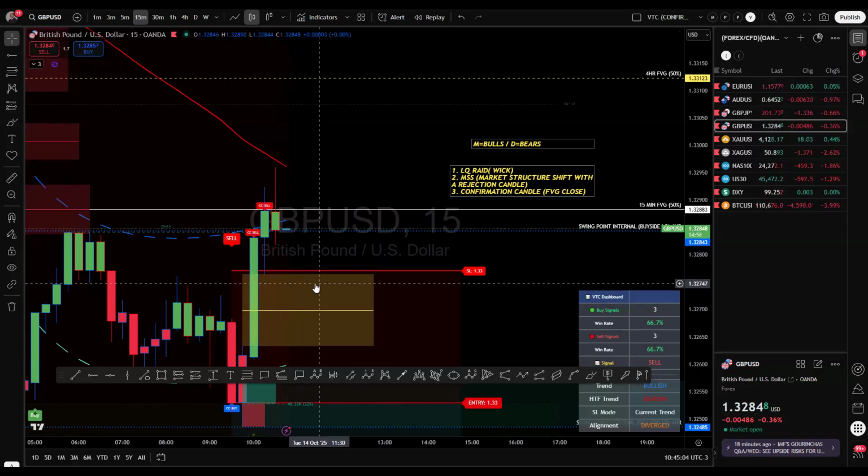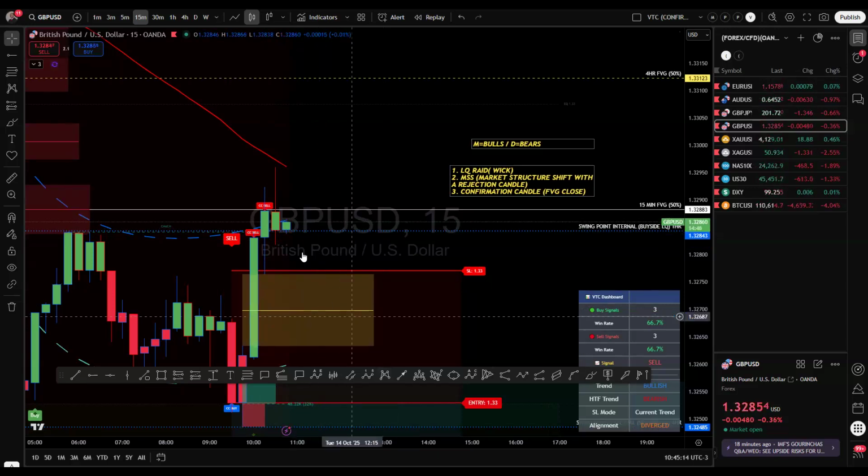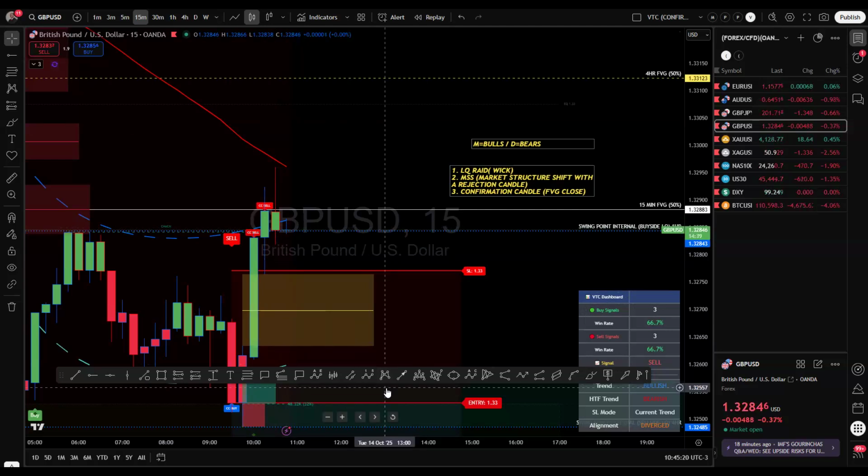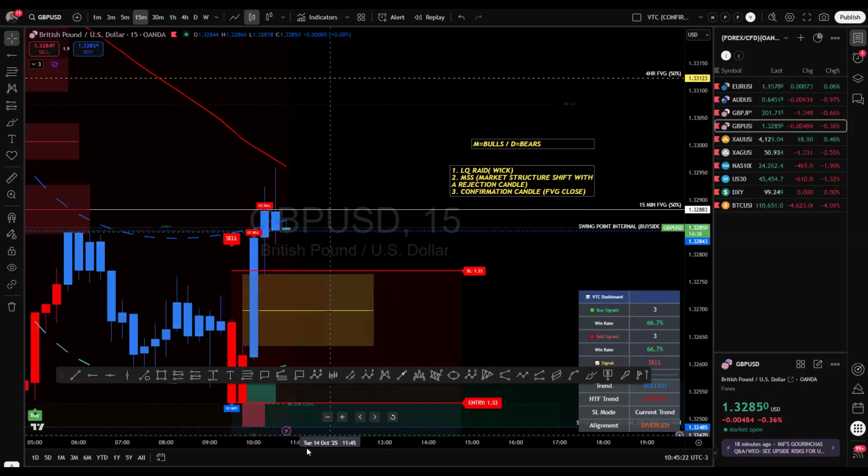The next candle just closed. The price might just be pulling back on this fair value gap, or it might come back down into the fair value gap. So we'll have to play it right here and see. I'll be right back.